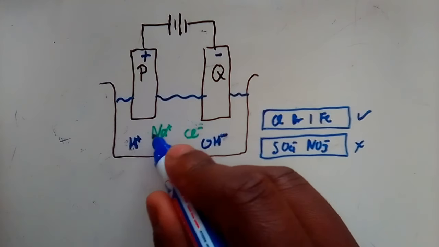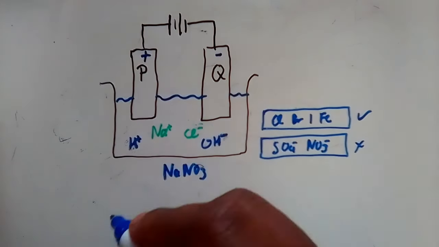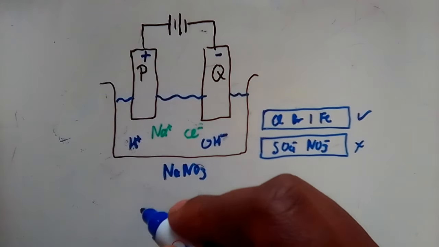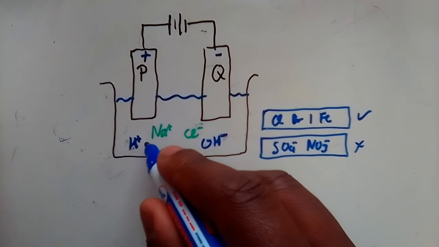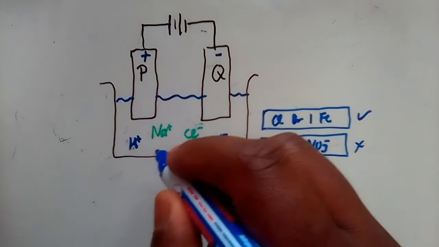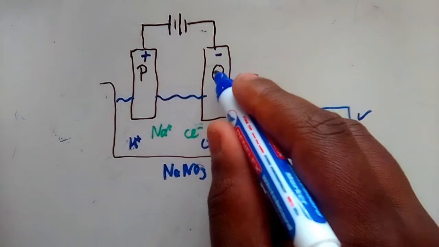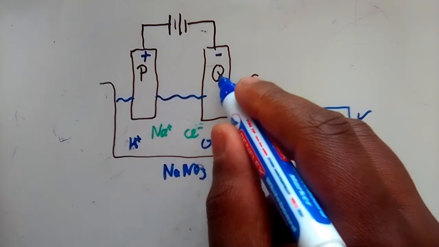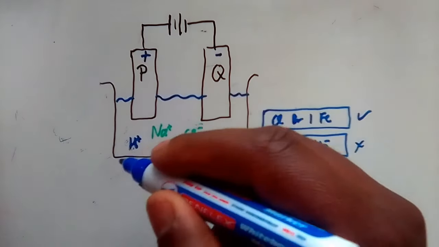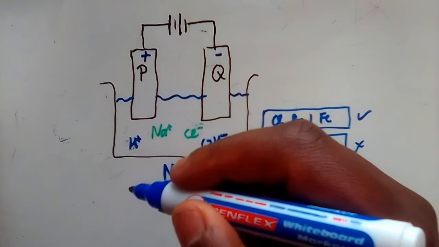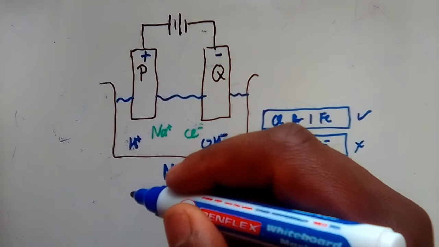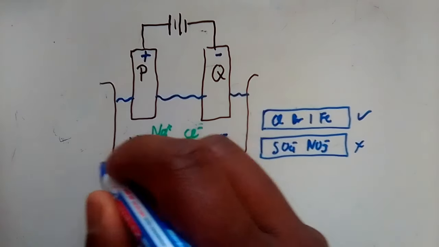Now let's talk about this one, because they'll both compete in order to be reduced, right? So how do we know which one will be reduced? A lot of students, if they are asked to write down the half reaction that happens at electrode Q, will say, oh, obvious, sodium is going to reduce, and then they write it, and then boom, they see hydrogen. So how do we know which one is going to win? This is the rule.